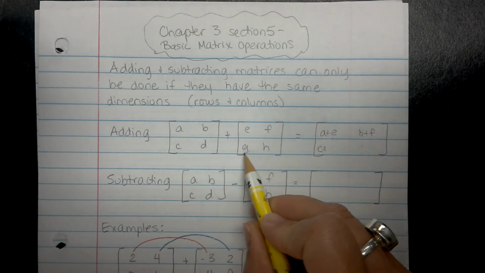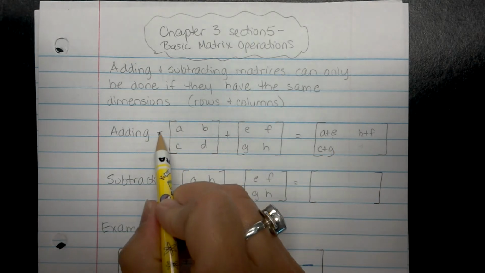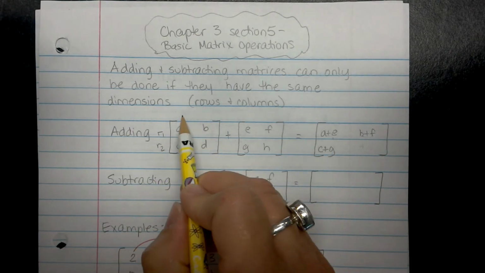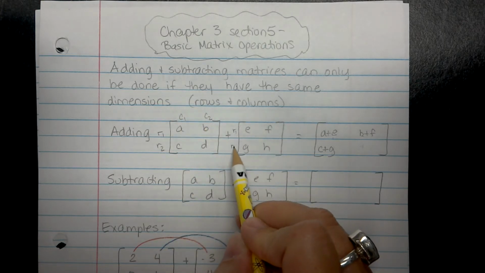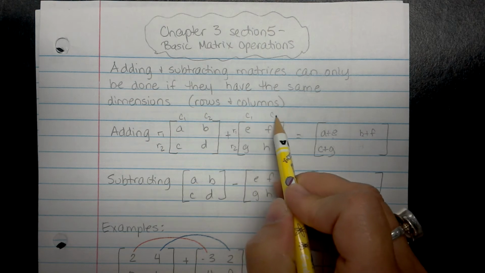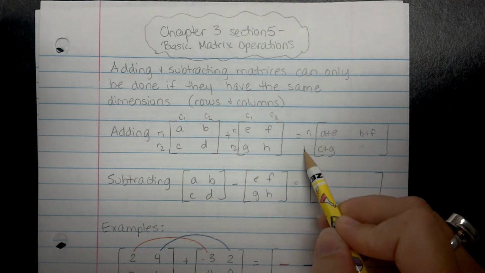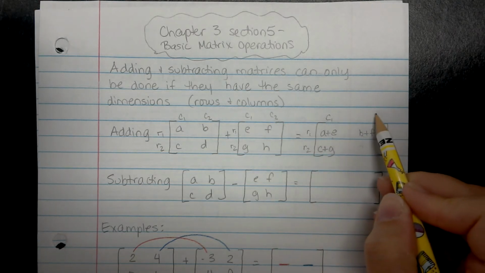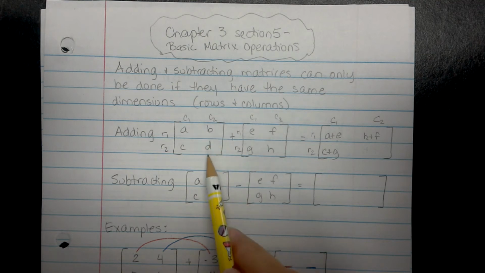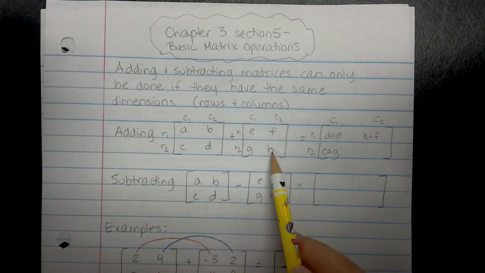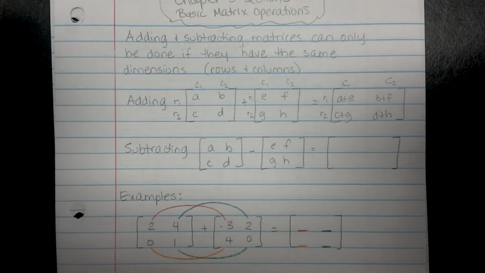C would be added to G because they're both in row 2, column 1. So they have to be in the same position. Row 1, row 2, column 1, column 2. Okay? So then row 2, column 2 is D, and row 2, column 2 is H. So D and H would then be added together.